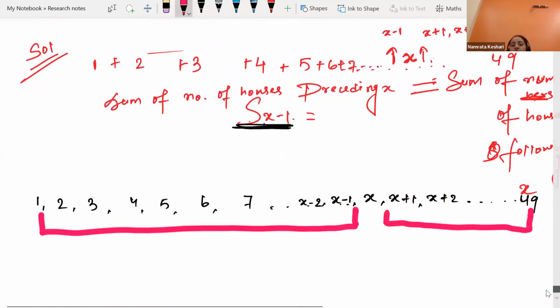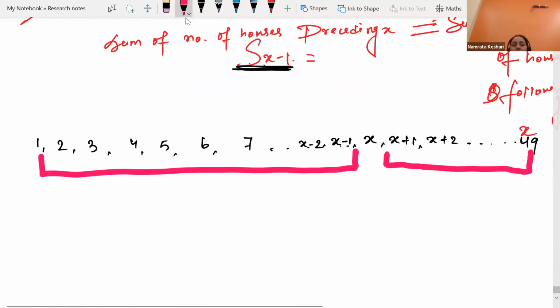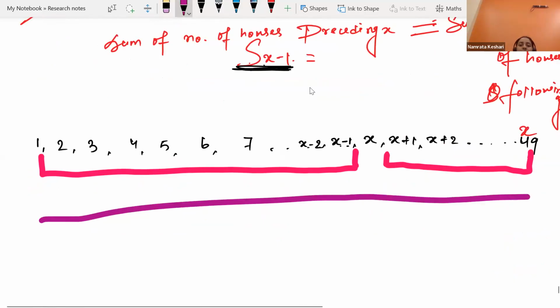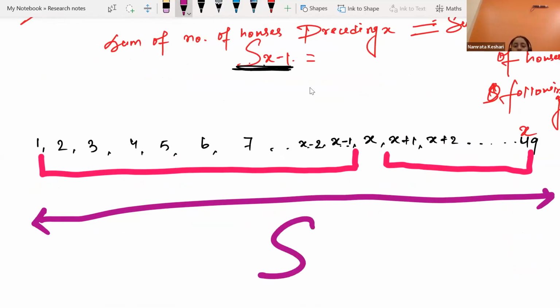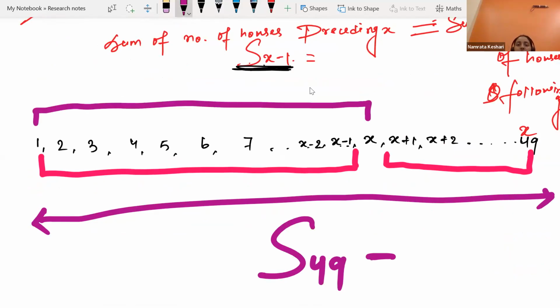So we will do one arrangement, Zoha. Let's take the sum of all 49 terms, from the first till 49. And from the sum of 49 terms, if we subtract the sum till x, then the remaining will be the sum of x plus 1 to 49. Yes or no? Yeah, I'm getting it.